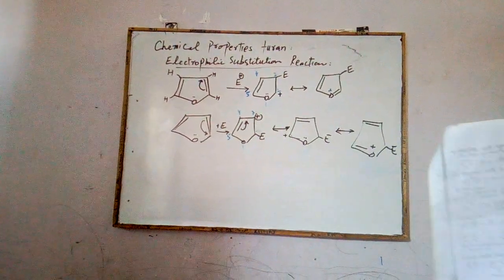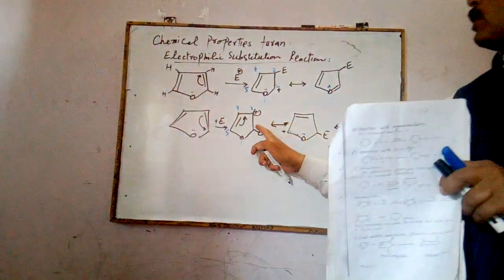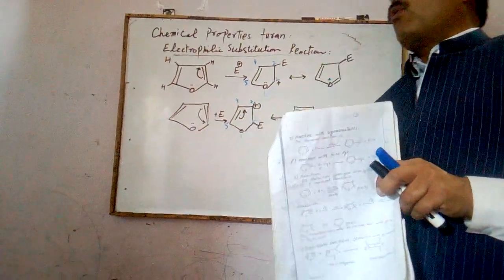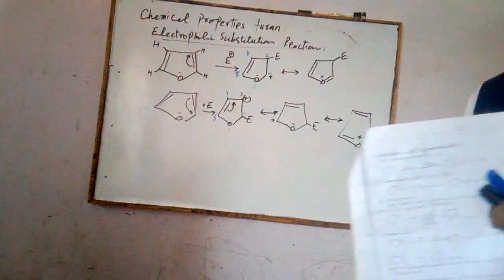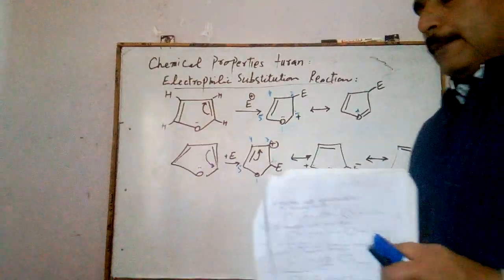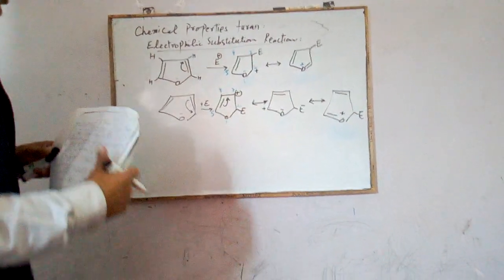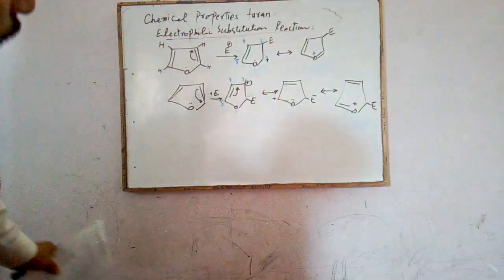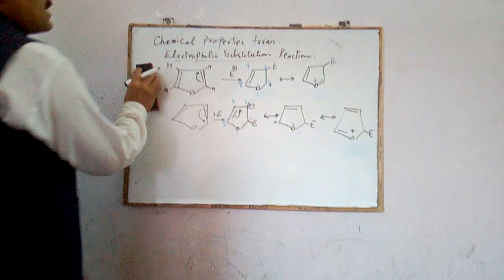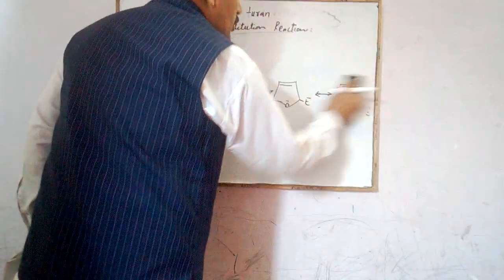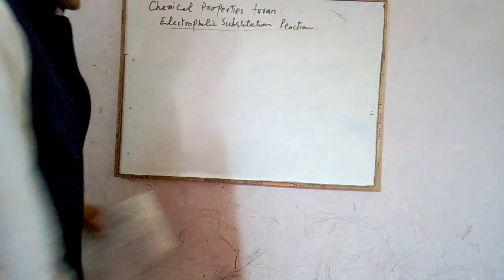Otherwise, in normal situations, position number 2 and position number 4 are favorable for the attack of the electrophile. Now these are the general patterns of electrophilic substitution reactions. Now we will discuss the different kinds of electrophilic substitution reactions. One of them is sulfonation.